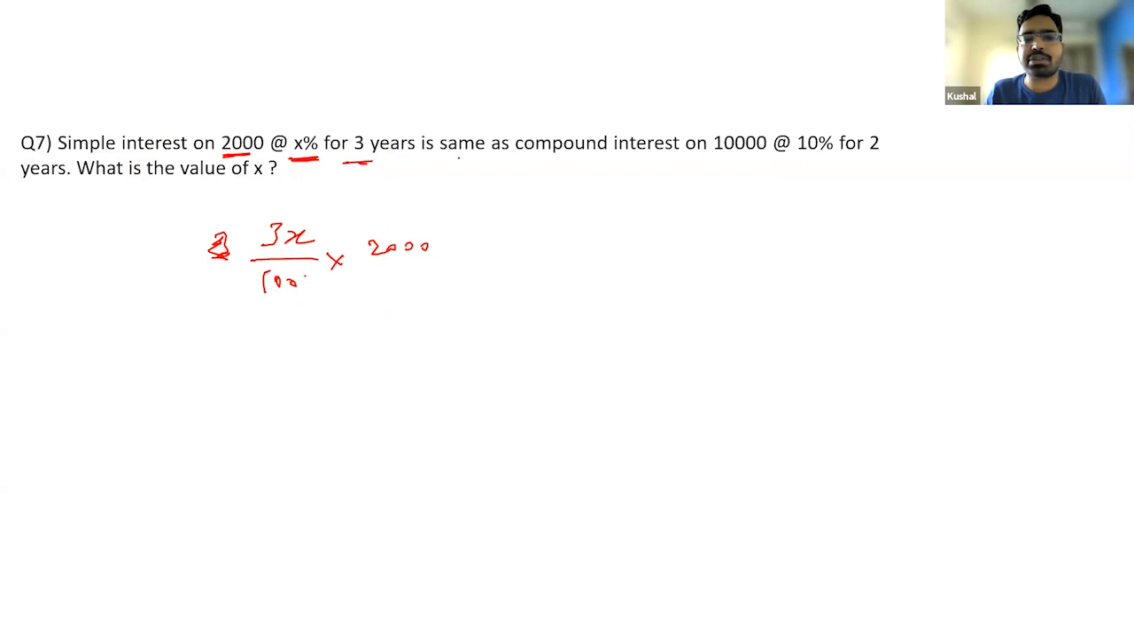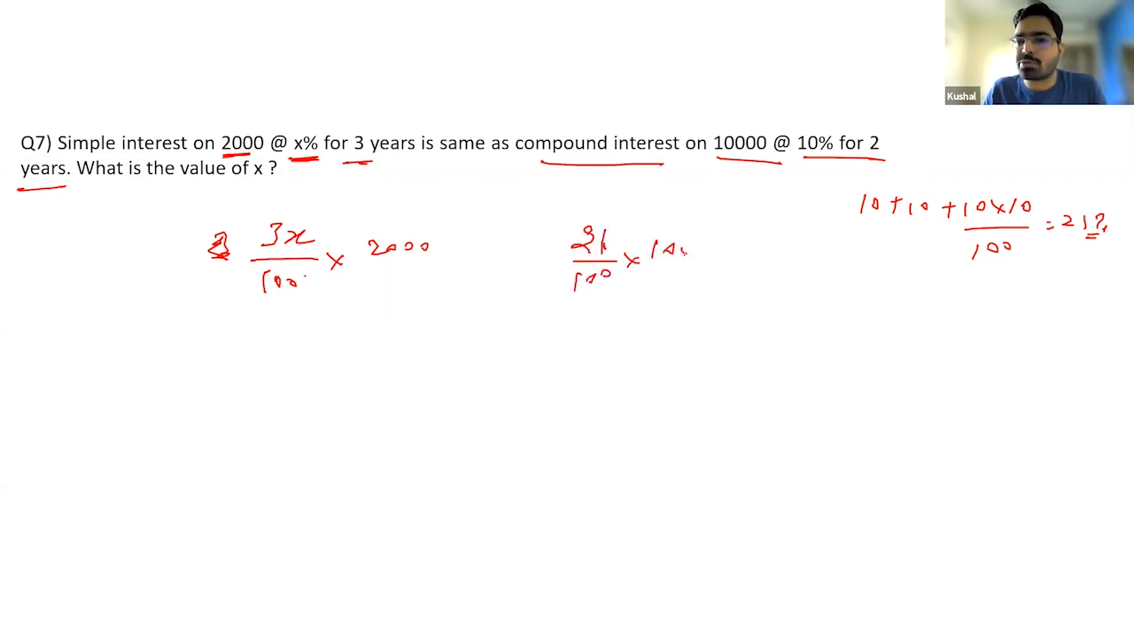The simple interest on this for 3 years is the same as compound interest on 10,000 at 10% for 2 years. Now 10% for 2 years, it's a compound interest. So 10 plus 10 plus 10 into 10 divided by 100 will then turn out to be what? 21% interest, right? So 21% interest on 10,000 rupees is what we will be calculating as the compound interest. Remember, they're not talking about amount. So don't use that formula. Amount is equal to P into 1 plus R by 100 to the power of n, because that's the amount part of the equation.